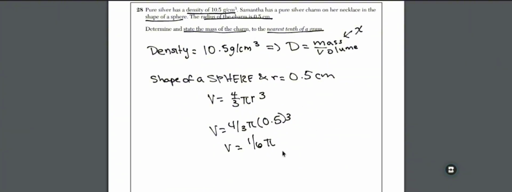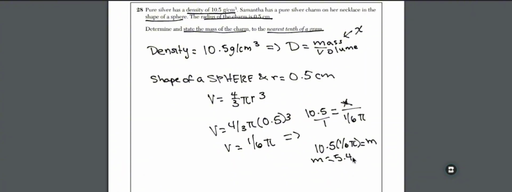Now I need to find my mass. So I'm going to plug this into my density formula. I know my density is 10.5 grams per cubic centimeter. It's equal to my mass, which is unknown, so that's going to be my x, over my volume of 1/6 pi. So again, simple cross multiplication: 10.5 times 1/6 pi is going to be the value of my mass, and my mass is going to be equal to 5.4977, which to the nearest tenth is going to be 5.5 grams.